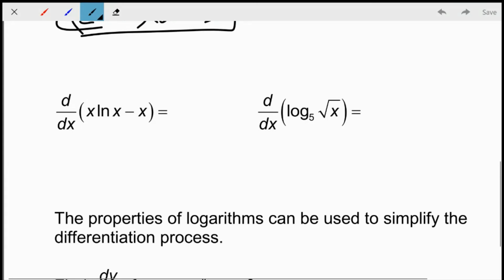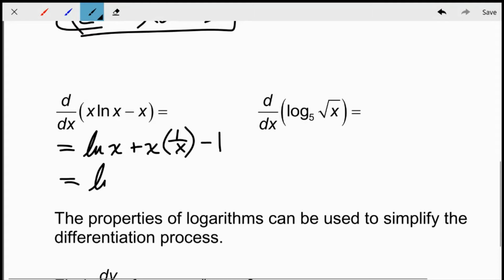So x natural log of x, well, the derivative of x is 1. So it's 1 times natural log of x plus x times the derivative of natural log, which is 1 over x, minus the derivative of x, so minus 1. In the end here, I've got natural log of x. X times 1 over x is 1, so I have 1 minus 1, so this just turns out to be natural log of x. So still not that difficult to do.